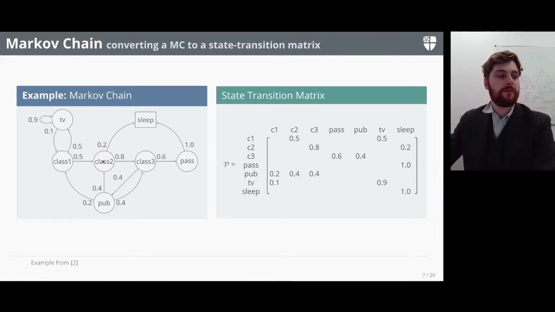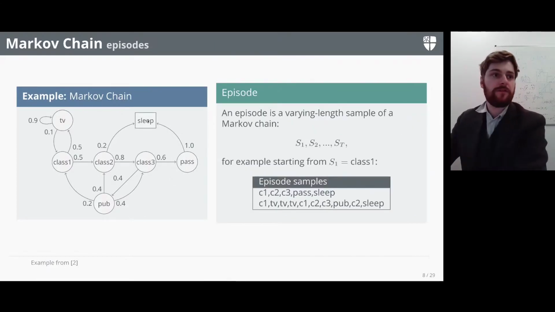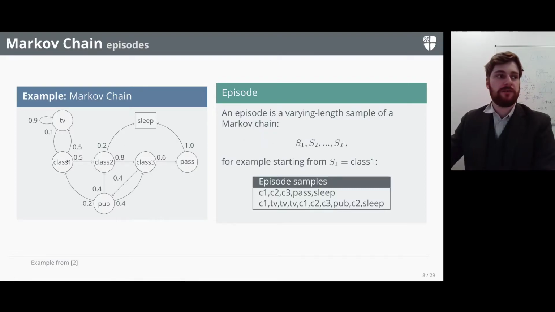So once you finish and you reach the terminal state, we would say you've completed the episode and you're done. Formally, an episode is a varying length sample of a Markov chain. Maybe we always start at class 1, maybe that's our initial state, and then a short episode, or an optimal episode, might be to transition to class 2, then on into class 3, then pass, and then you can go to sleep. So that's quite a short episode. An even shorter one might be to go from class 1 to class 2 and then straight away to sleeping.